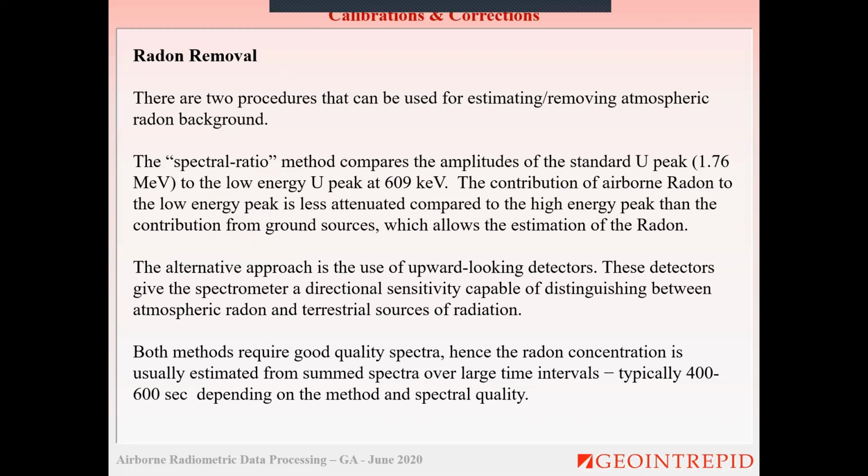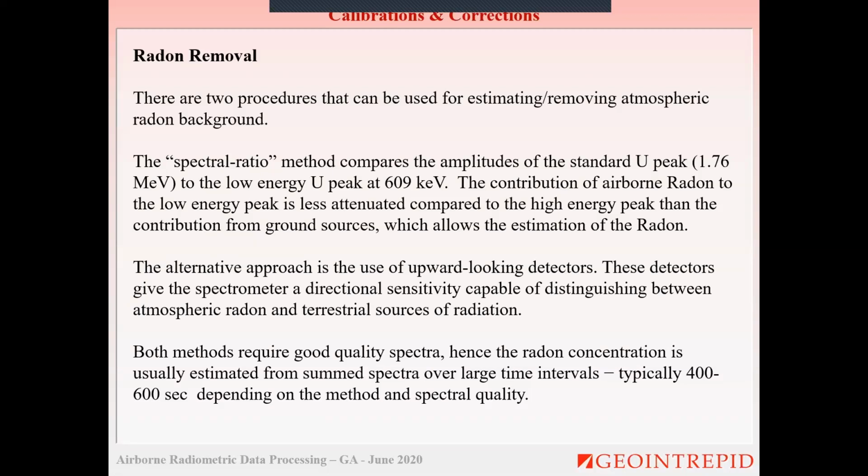The other approach is that you have basically a second crystal pack, which is usually smaller, and it's mounted on top of the downward looking crystal pack, and thereby gives the whole assembly a directional sensitivity and is capable of distinguishing between atmospheric radon and terrestrial sources, because the larger downward looking crystals actually block ground radiation, and then everything in the uranium channels that is coming from atmospheric radon, which is assumed to be above the aircraft, is airborne radon and has to be removed.